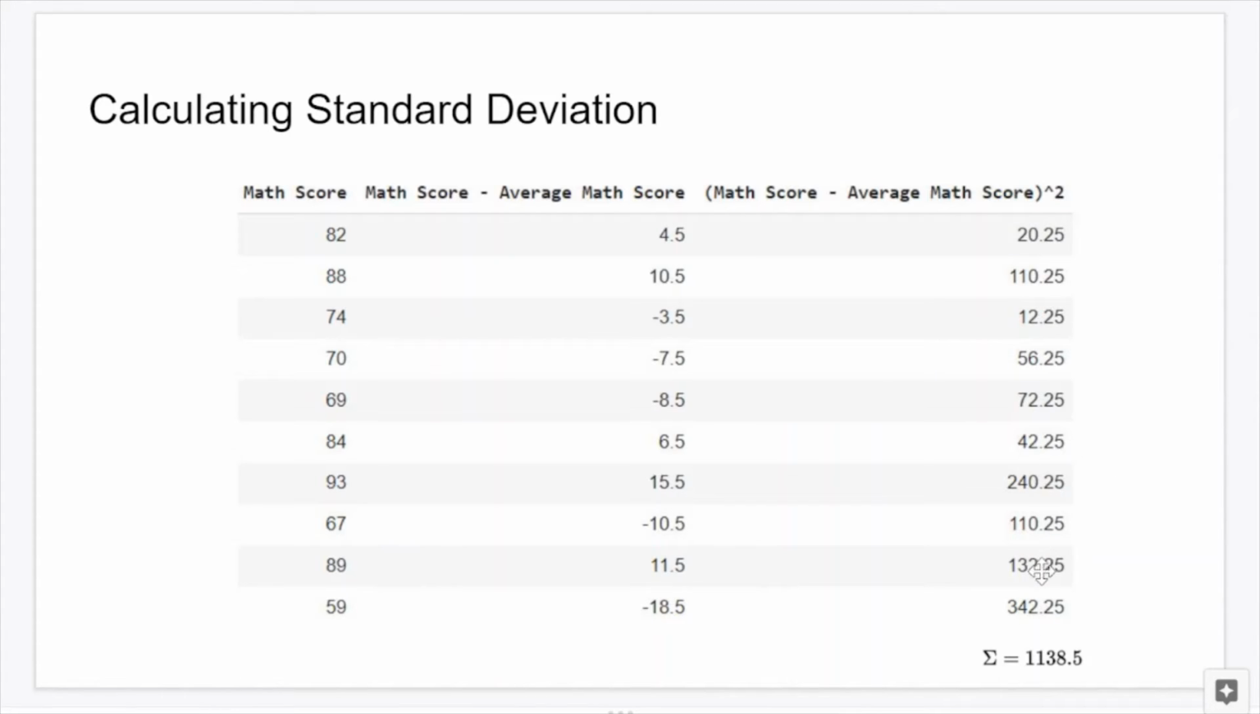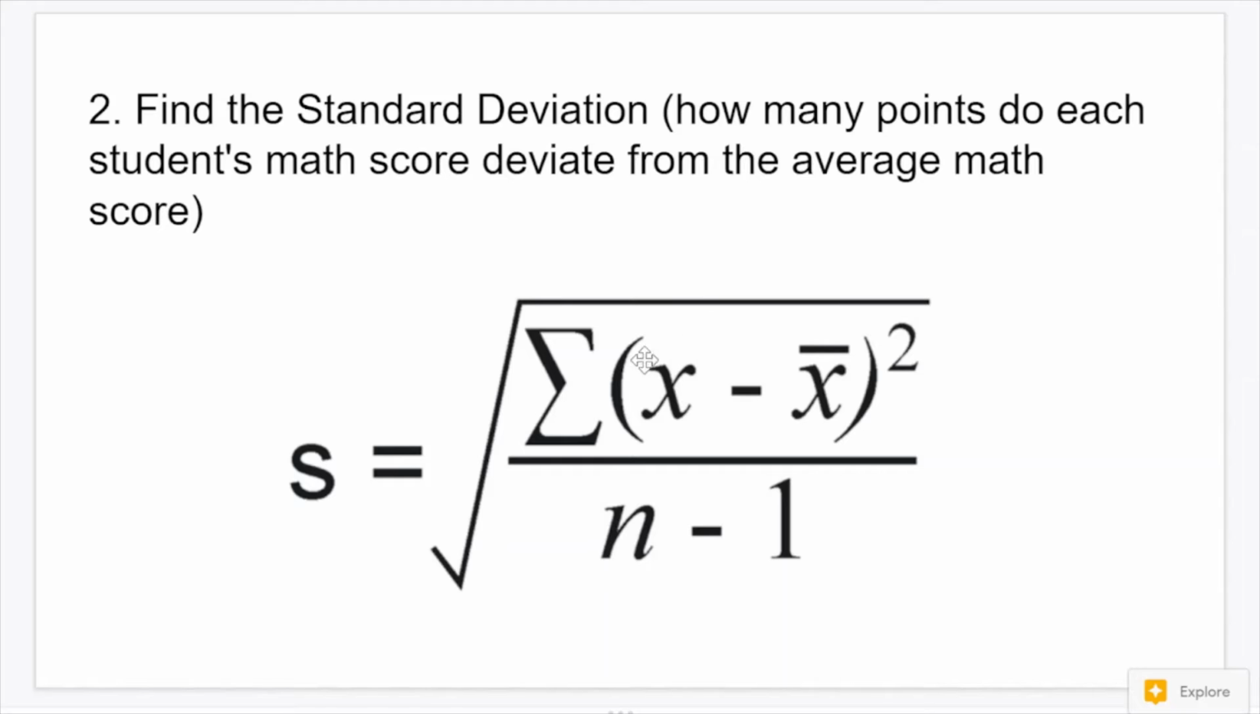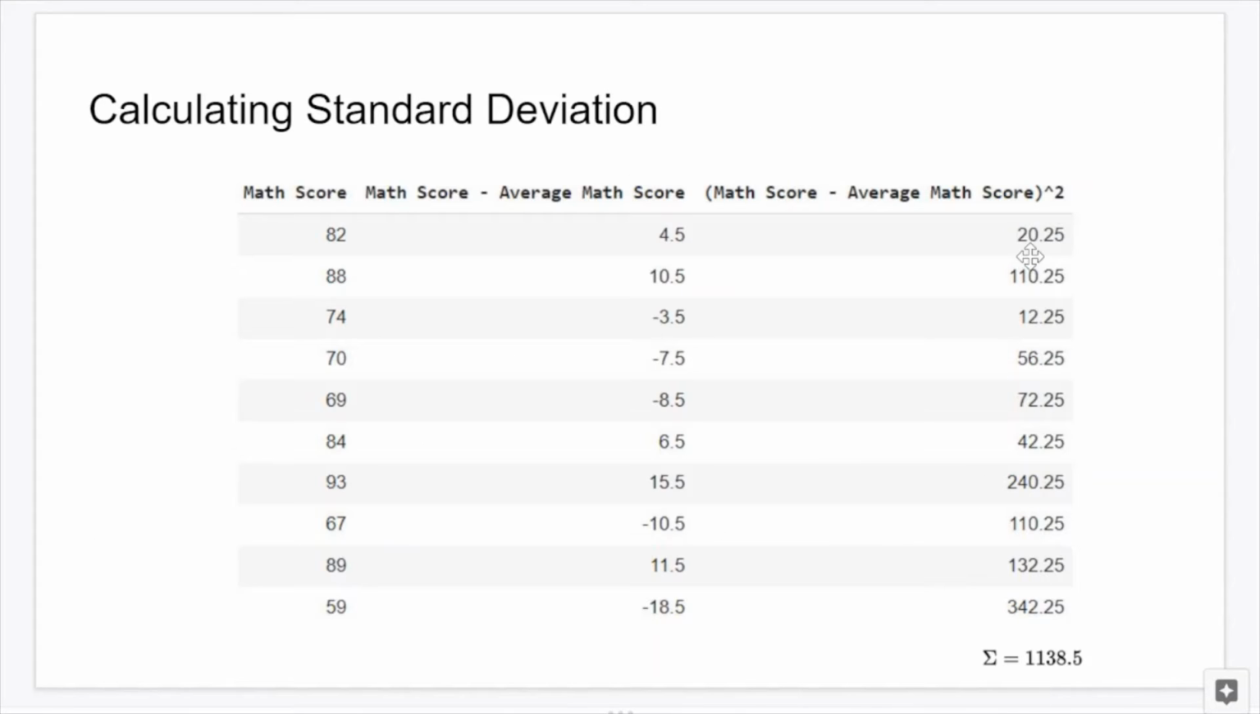And when we add up all these numbers, we get our summation, right? Because if we go back to our equation, this is what we're supposed to do. We're supposed to square the numbers, and then once we have them squared, we have to add them all up. That's what the sigma stands for. So when we add up all these numbers in the third column, we get 1,138.5. So we're not quite done yet.